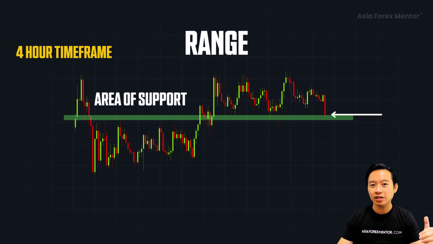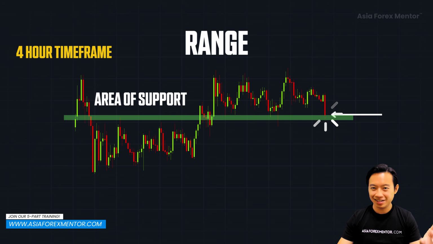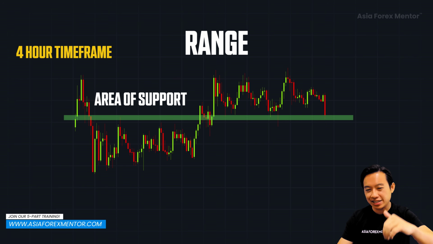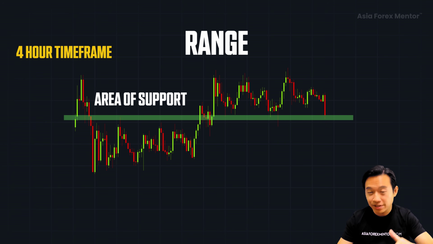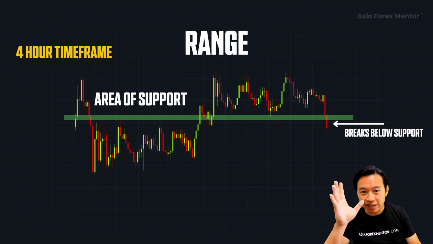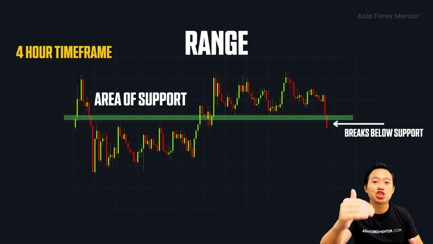When price comes to the support, we want to be patient. So here's where it gets interesting. The market reaches the support level and the next candle drops below it. Now, a lot of traders will think, oh no, now the support is breaking, let's short the market.